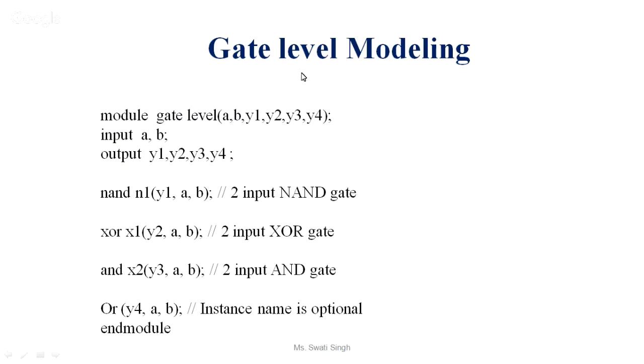Now in gate level modeling, we have to write this type of syntax: nand n1, y1, a, b. Here n1 is the name, and y1 comma a comma b means we are performing the NAND operation, where the output is y1 and the inputs are a and b. This is how we write the logic for a NAND gate. Similarly for the XOR gate, y2 is the output, x1 is the name of the XOR gate, and the inputs are a and b. So it is the XOR operation of a and b, and the output is y2. Similarly for AND and OR gates. This is gate level modeling.